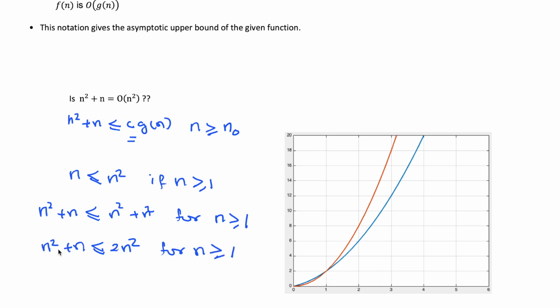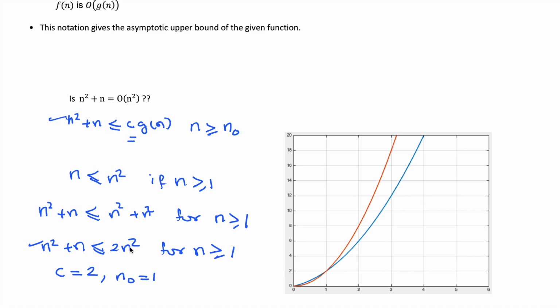Okay, so if you compare this equation and this equation, you can write the value of c equal to 2. So we have proved that n square plus n is less than or equal to c into g of n for n greater than or equal to n0. In this case, c is equal to 2 and our n0 is 1. Okay, because for all values of n greater than or equal to 1, this condition is true.